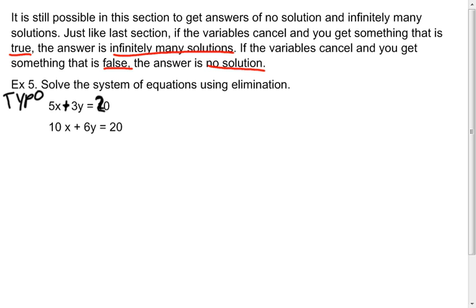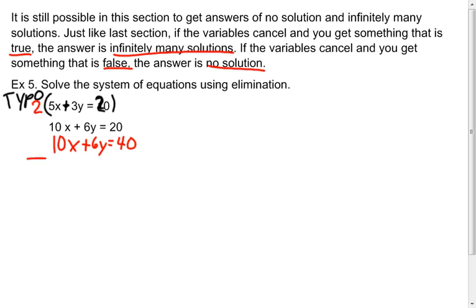Now, do I have anything that's the same? Do I have anything that's opposite? No, I don't. Can I multiply 5 by something in order to get 10? Yeah, that's easy. I can multiply by 2. So 2 times 5x is 10x. 2 times 3y is 6y. 2 times 20 is 40.